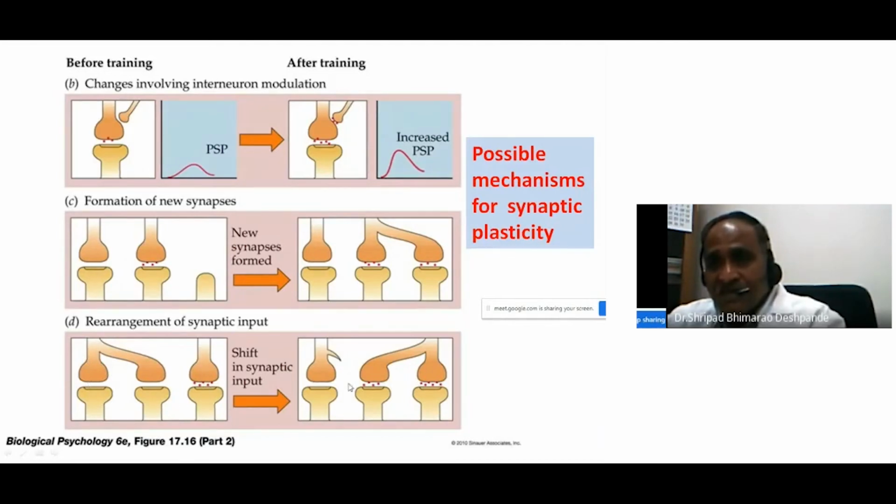Now with this stimulation, for example, this is unused. This is unused. So now this is snipped off, and it will take this synapse, and this is the rearrangement of the synaptic input. So this is the neuronal plasticity. I'm trying to explain all those things.